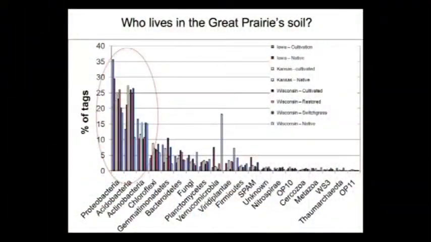So who lives in the Great Prairie soil based on 16S ribosomal sequencing? This is a phylum level evaluation from the pyrotag information. And you see it's dominated by proteobacteria. Second, acidobacteria, the group for which very few organisms have been isolated and only a few genomes sequenced, but in general they represent about 1/3 of the microbial biomass of terrestrial temperate soils at least. Actinobacteria, and then outward. So that's who lives there in terms of the phyla.